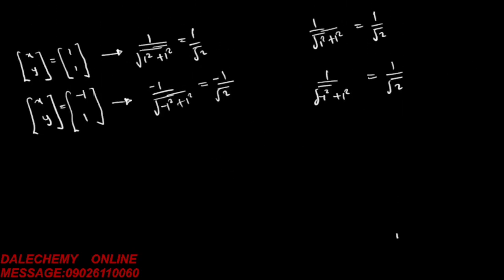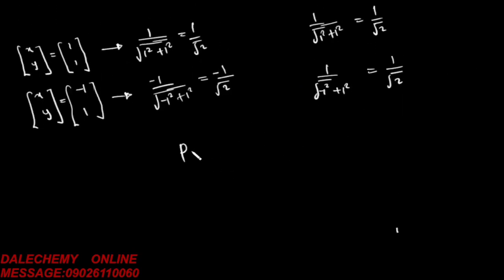Now your P, the matrix P you want to find, would be the matrix you will get when you put all these normalized values column wise, that is column by column. So for the first vector, this is the normalized value you get, and for the second vector as well, you get this first and this second. So you're going to put them column wise.